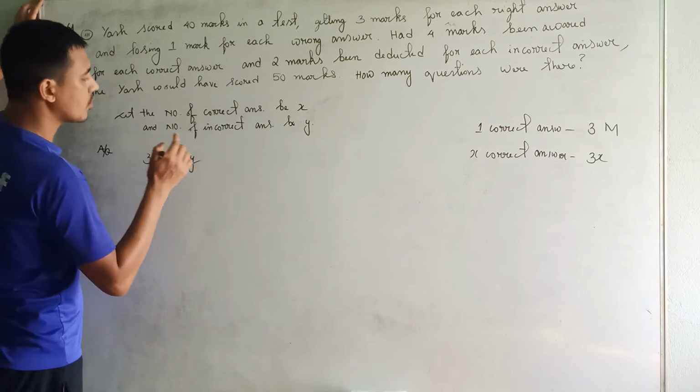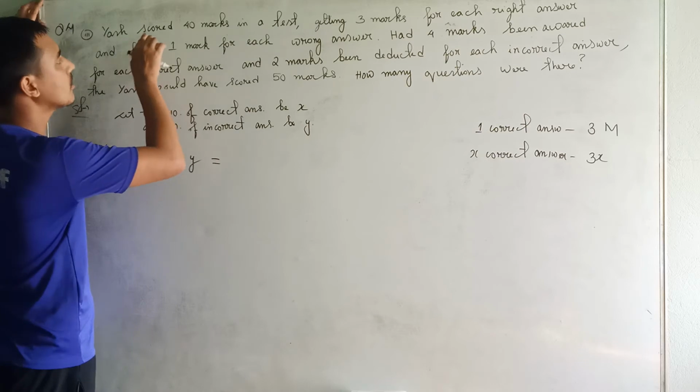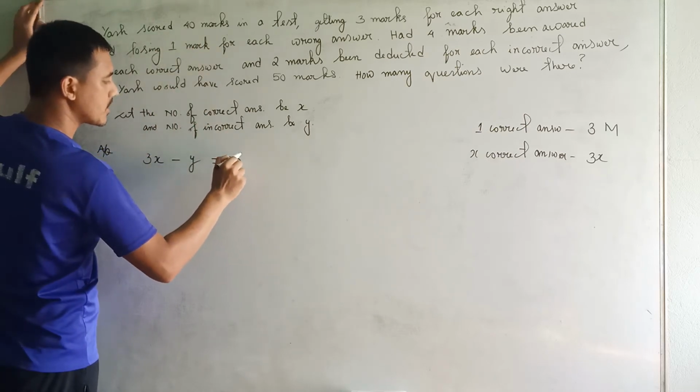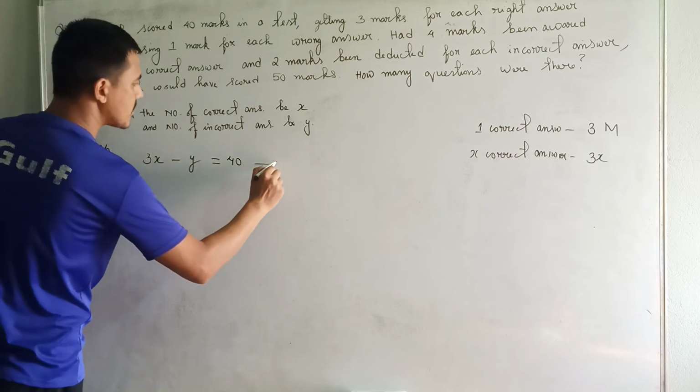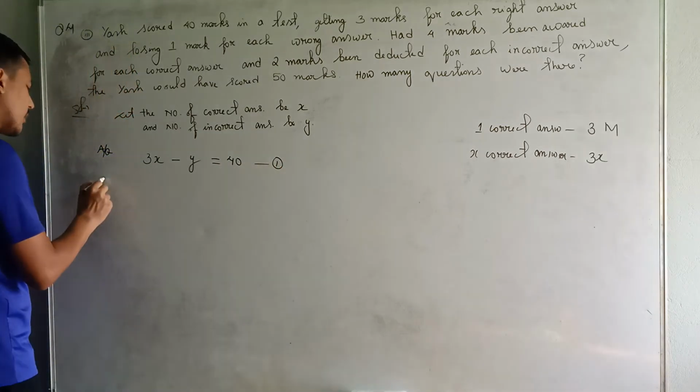So this total comes out to be, how much did he get? 40 marks. Yash scored 40 marks. Alright? So that is your first equation. Now let's look at the second part also.